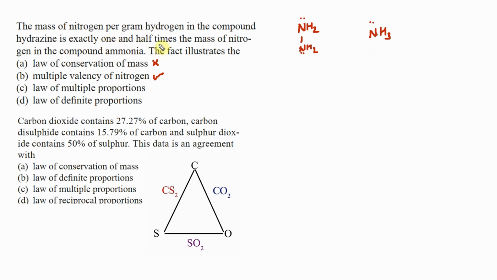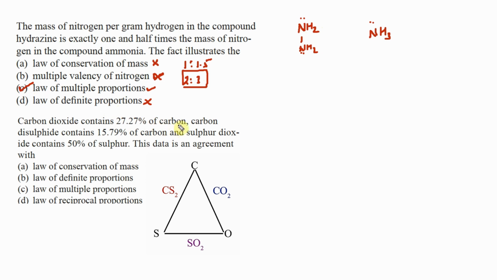It's exactly 1.5 times. So we can say 1 is to 1.5 or 2 is to 3. So that is the law of multiple proportion. The multiple valency statement is correct, but not the one that is illustrated here. So it is a correct statement, but the wrong answer. This is the correct statement and the correct answer. Law of definite proportion is impossible because the ratio is different. We have to talk about the same molecule.